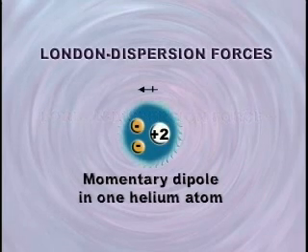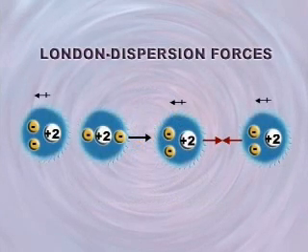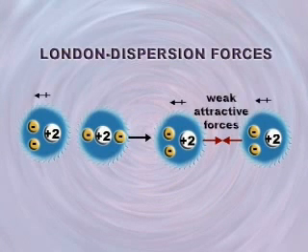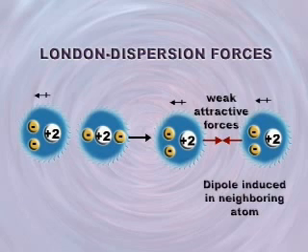Finally, all molecules experience a type of intermolecular force known as London dispersion forces. These forces result from the fact that electrons are constantly in motion. This constant motion means that the distribution of electrons at any given time in any atom or molecule can be uneven. This can create temporary dipoles that are weakly attracted to one another. These forces are present in all atoms and molecules, but they are the only type of intermolecular force in nonpolar molecules.